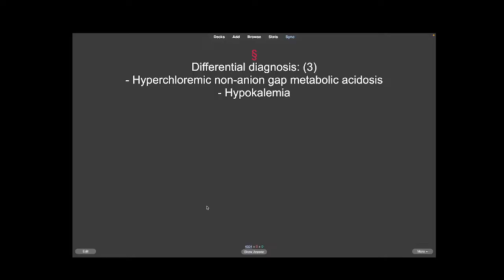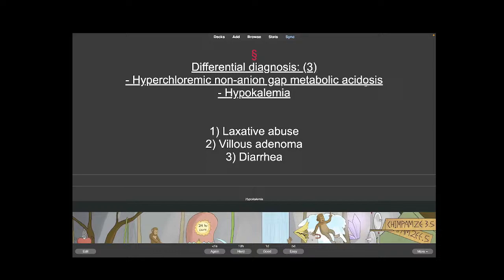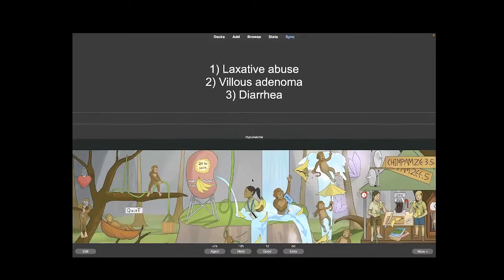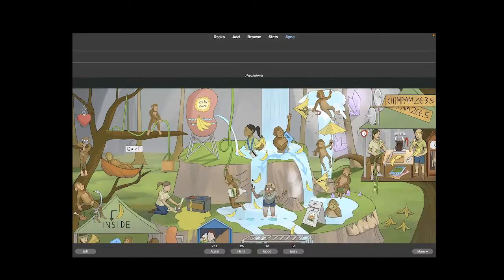Hypokalemia, we have hyperchloremic non-anion gap metabolic acidosis. Hypokalemia. What? Okay, where's that mentioned? Nowhere. Let's move on.